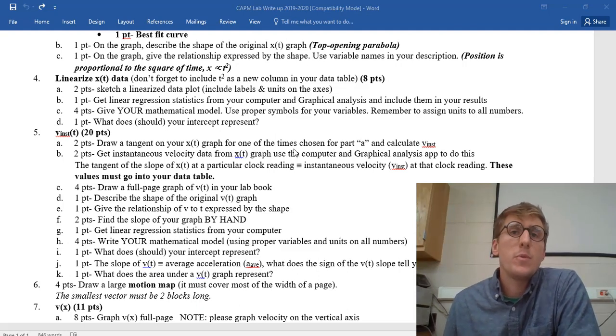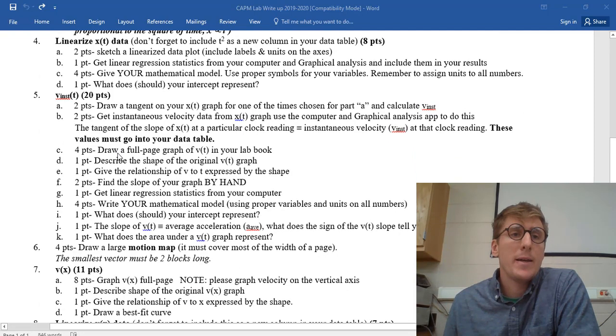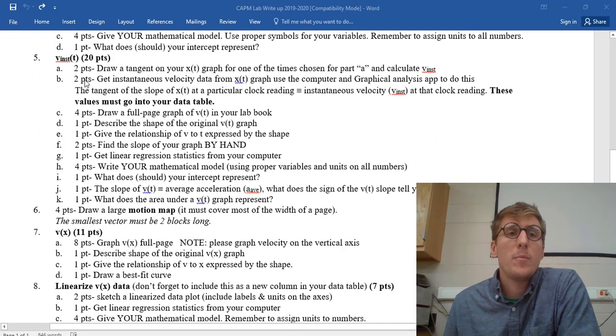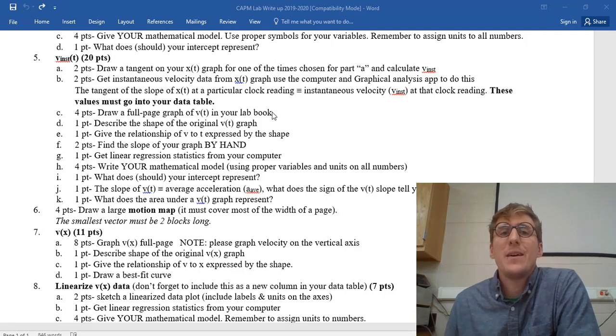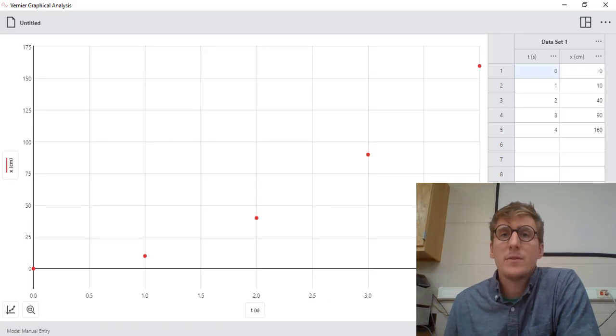At this point, you should be on 5B in your packet or in your lab write-up. 5B says to get instantaneous velocity data from your position versus time graph using the computer and the Graphical Analysis app. So I'm going to show you how to do that, and I'll pull up my data in Graphical Analysis.